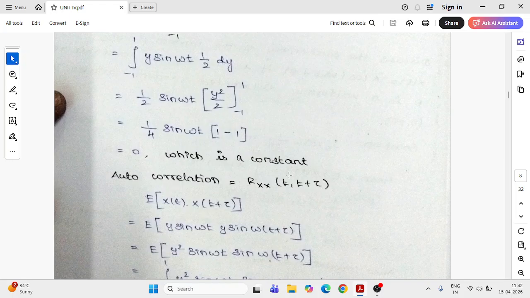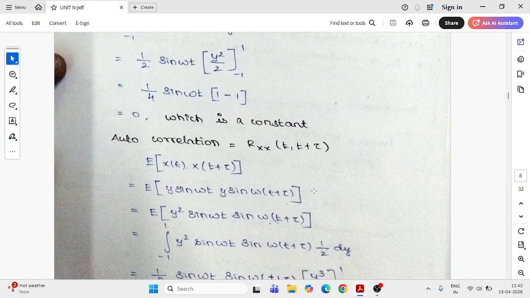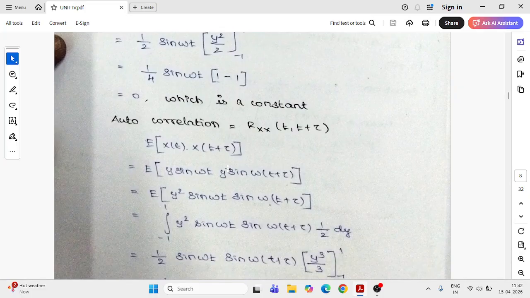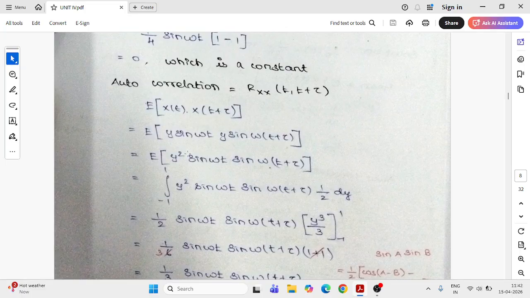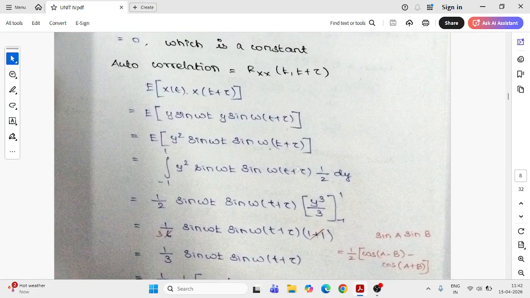Next we go for the autocorrelation function, which is r suffix xx of t comma t plus tau, which is expectation of x of t into x of t plus tau. Okay. So what is x of t? y sin omega t. x of t plus tau means y sin omega in the place of t plus tau. Now there are two y. So y square sin omega t sin omega t plus tau. Okay. So if we find the expected value, integral minus 1 to plus 1 y square sin omega t plus tau, 1 by 2 dy.